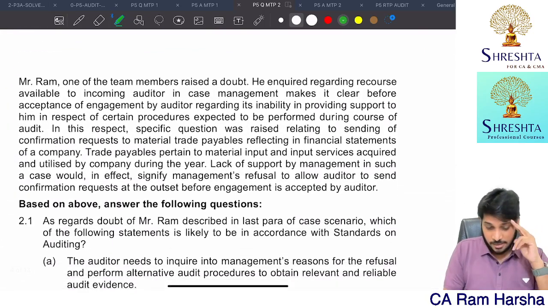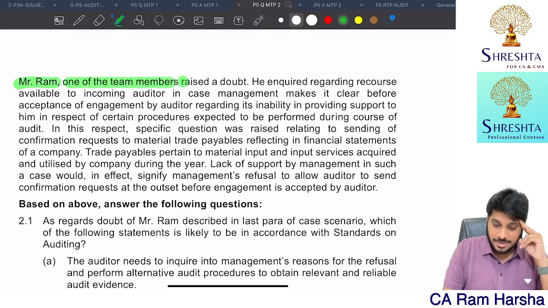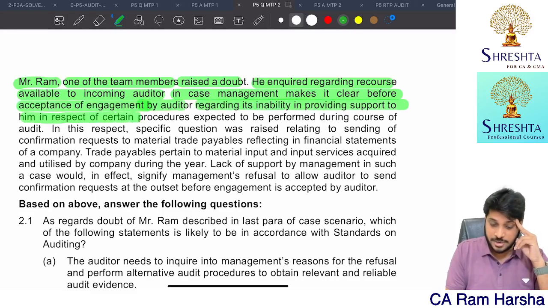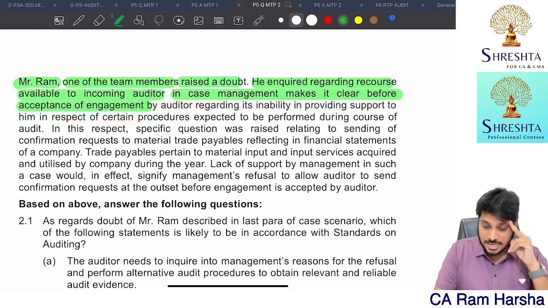Still there. Mr. Ram, one of the team members, raised a doubt. He inquired regarding the recourse available to the incoming auditor in case management makes it clear before acceptance of the engagement by the auditor regarding its inability to provide support to him in respect of certain procedures. Sorry, one second, I'll read.